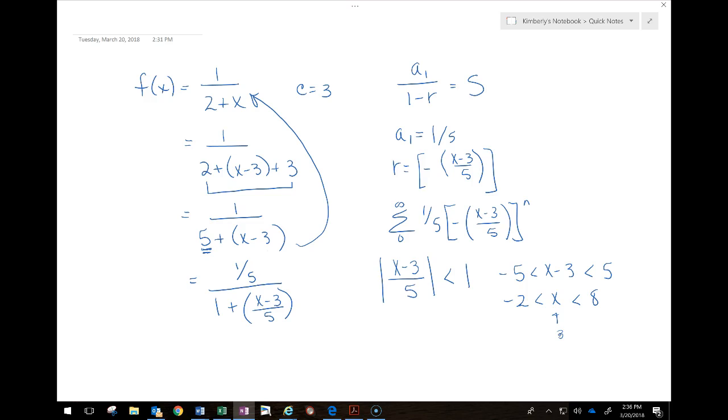Also with a geometric series, we don't have to check endpoints. And anytime you don't check endpoints, I would tell somebody why you're not checking them versus just looking like you didn't feel like checking them. So for a geometric series, endpoints don't work or don't make the series converge. So our answer is negative 2 to 8, non-inclusive.